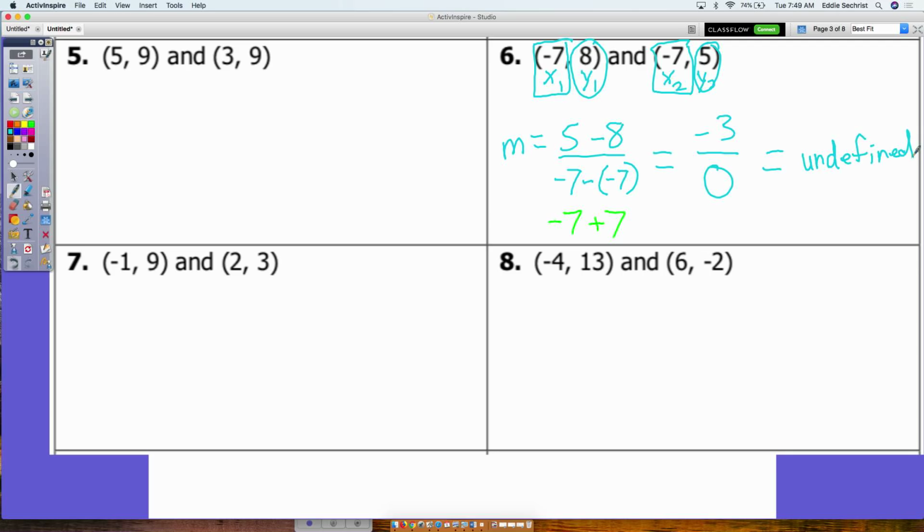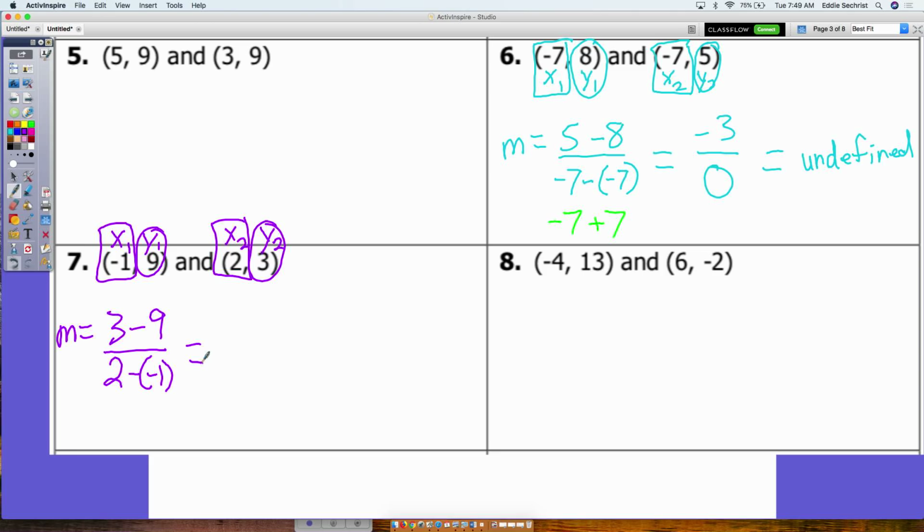Okay? Now let's come down here to number 7. And we're going to label x1, y1, x2, y2. Do it every time you have ordered pairs, especially if you have 2 of them. So we're going to look at this. We're going to have little m stands for slope. We're going to take y2 minus y1. And then we're going to take x2 minus a -1, which is our x1.